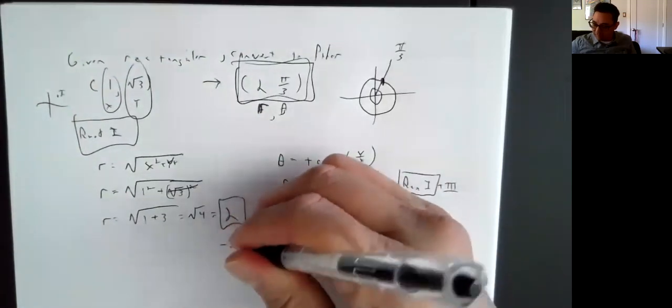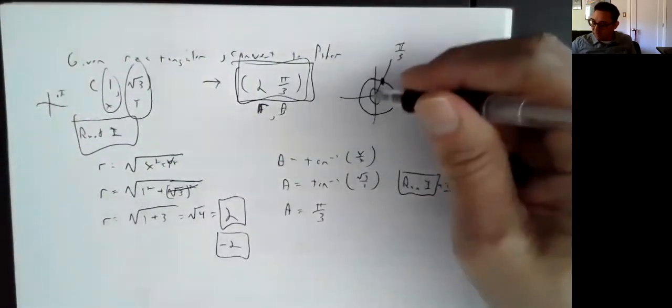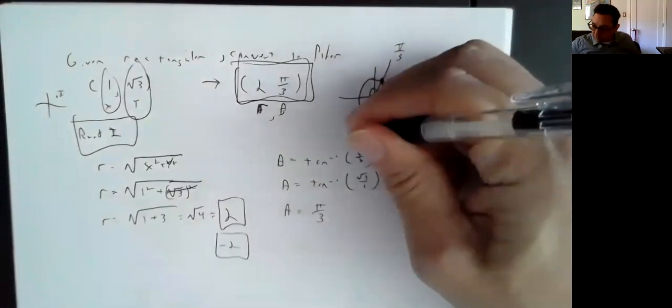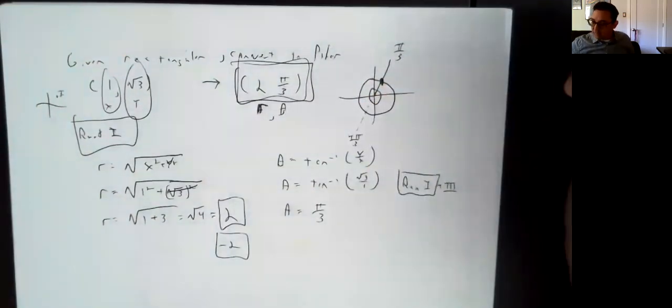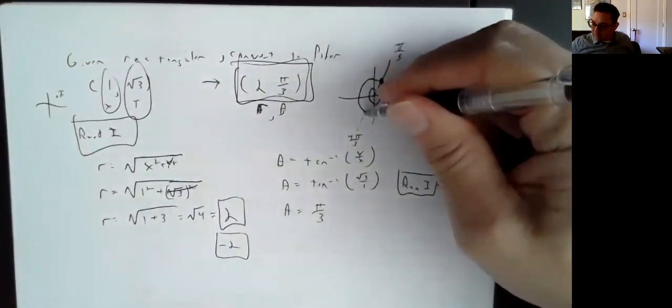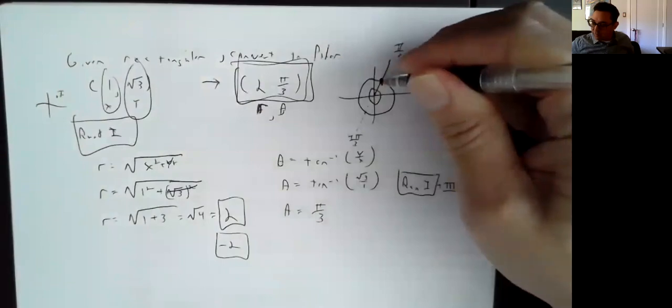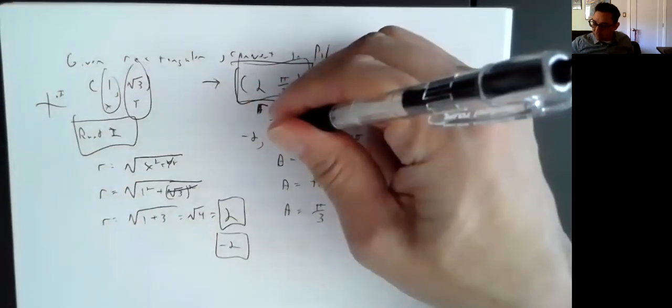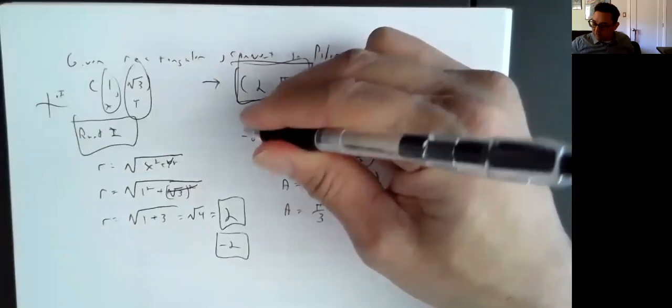I did say you could take the negative version if you wanted. Now, if you took the negative version, you'd be here. And this angle would be 4 pi over 3, right? But if you want 4 pi over 3 backwards, you'd end up in the same spot. So you could also call this the point -2, 4 pi over 3, right?